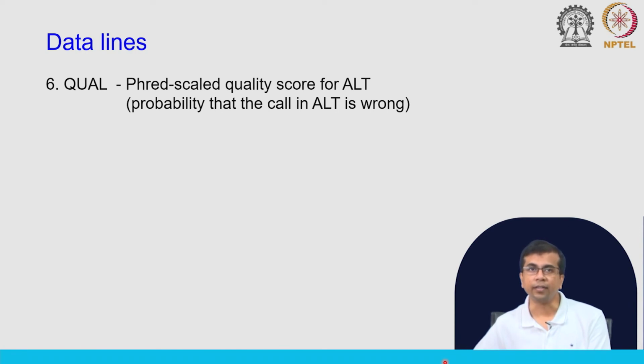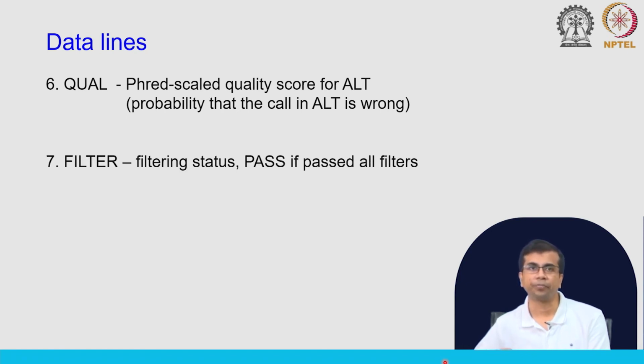Then the sixth is the quality. This is the Phred scale quality score for the alt, or the alternate base, and this is related to the probability that the call of the alternate base is wrong. Again, very similar to the Phred score that we have talked about.